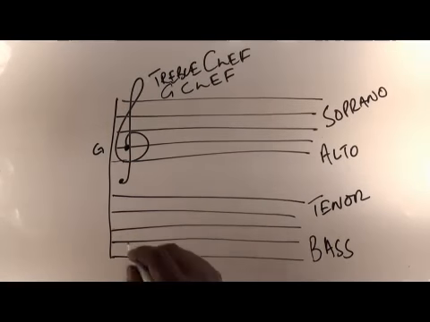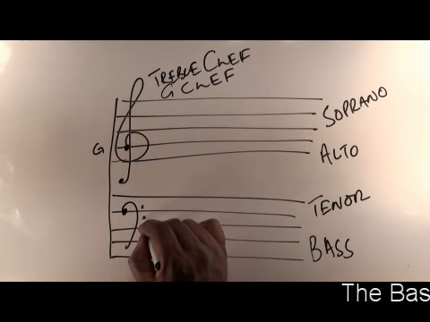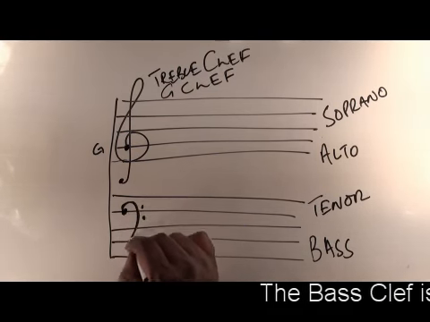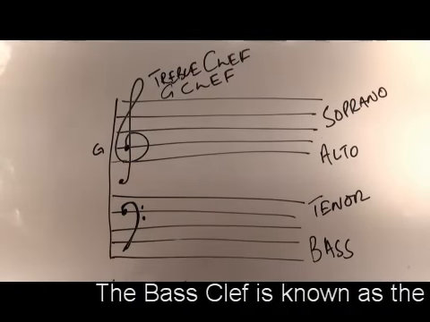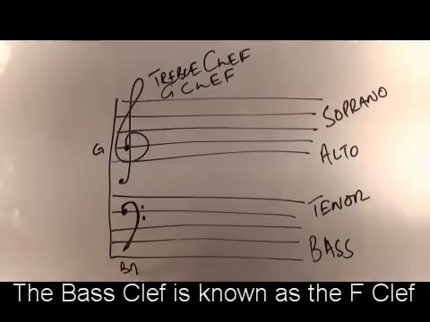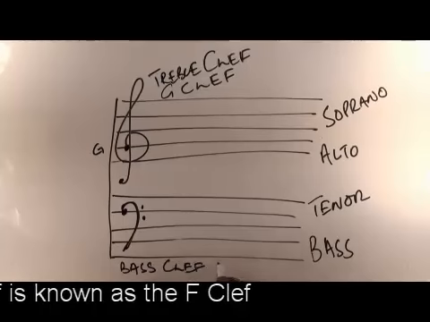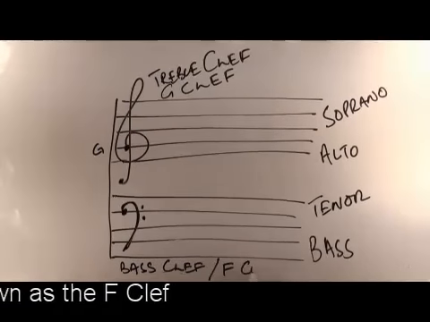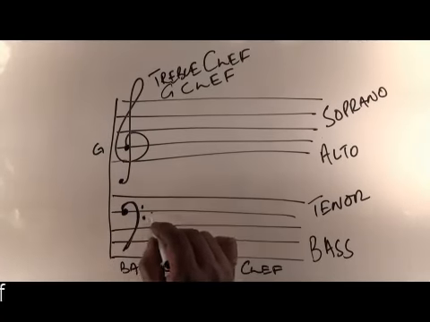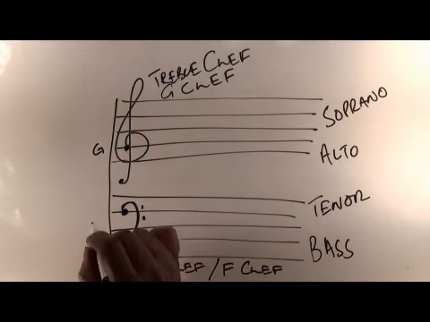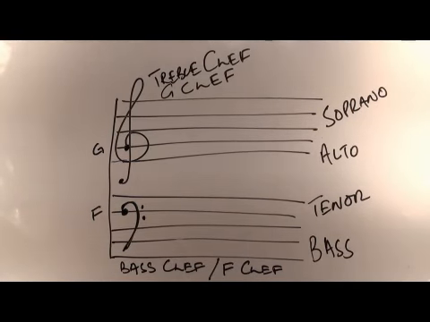The tenor and bass voices are represented on the bass clef, and this is the symbol for the bass clef. It's also known as the F clef, so let's write these names down: bass clef or F clef. And that start point on the 4th line, 1, 2, 3, 4, is known as the F line, hence the F clef.